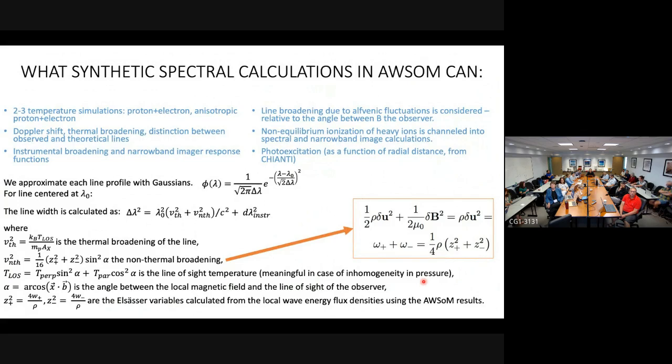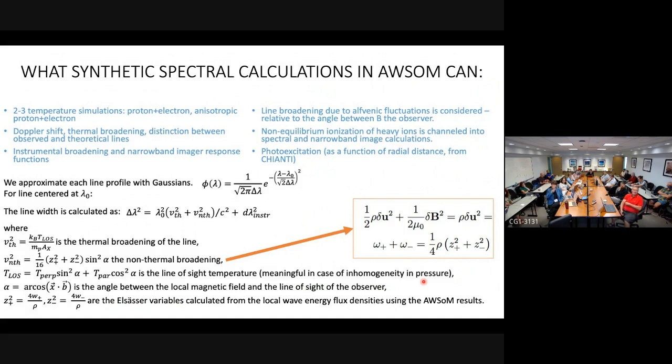As I mentioned, we have two and three temperature simulations. Both of them can be fed to this spectral calculation. Doppler shift, thermal broadening, and distinction between observed and theoretical lines are possible. You can add instrumental broadening. You can make composites using narrowband image response functions.